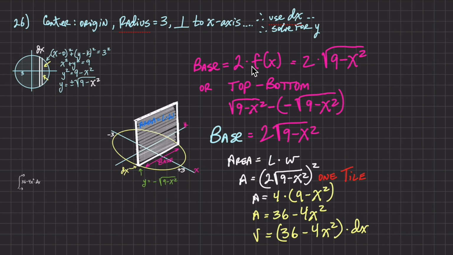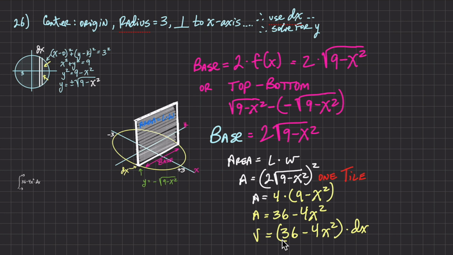Okay, here's our base length depicted up here. It turns out to be 2 times f of x. So the other way to do that is to recognize that this is f of x here, and the entire length is going to be twice that. Here's our base. Our area is going to be length times width. In this particular case, the length, the base, and the width, however you want to say it, are both the same. Therefore, you're going to get this expression squared. That's going to lead to 36 minus 4x squared.